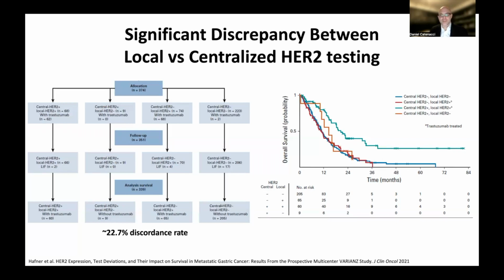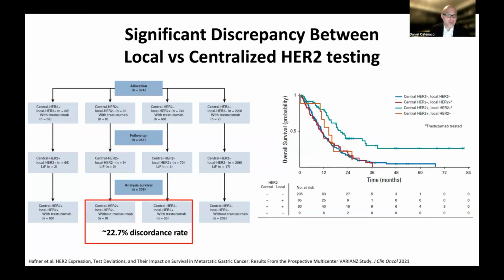And we've known for some time that there's discrepancy, but this particular study, which was not that long ago, was a prospective study really assessing this. And that's why it's really an authoritative look at this. And what they showed was that in comparison from the local versus the central reading result, there was a discordance rate of almost 1 in 4 cases.